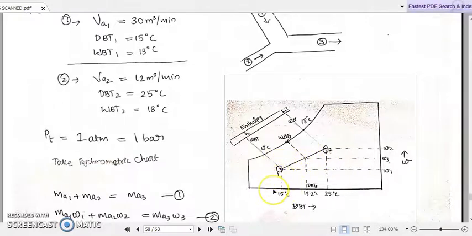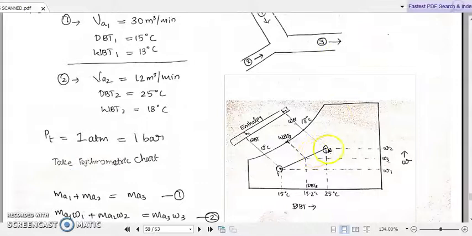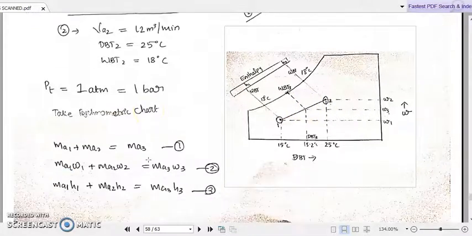Okay, now what do we need to find? We need to find the dry bulb and wet bulb temperature of the resulting mixture. So the resulting mixture will be somewhere between 1 and 2. Okay, so we need to find out which point that is. So let us proceed step by step.